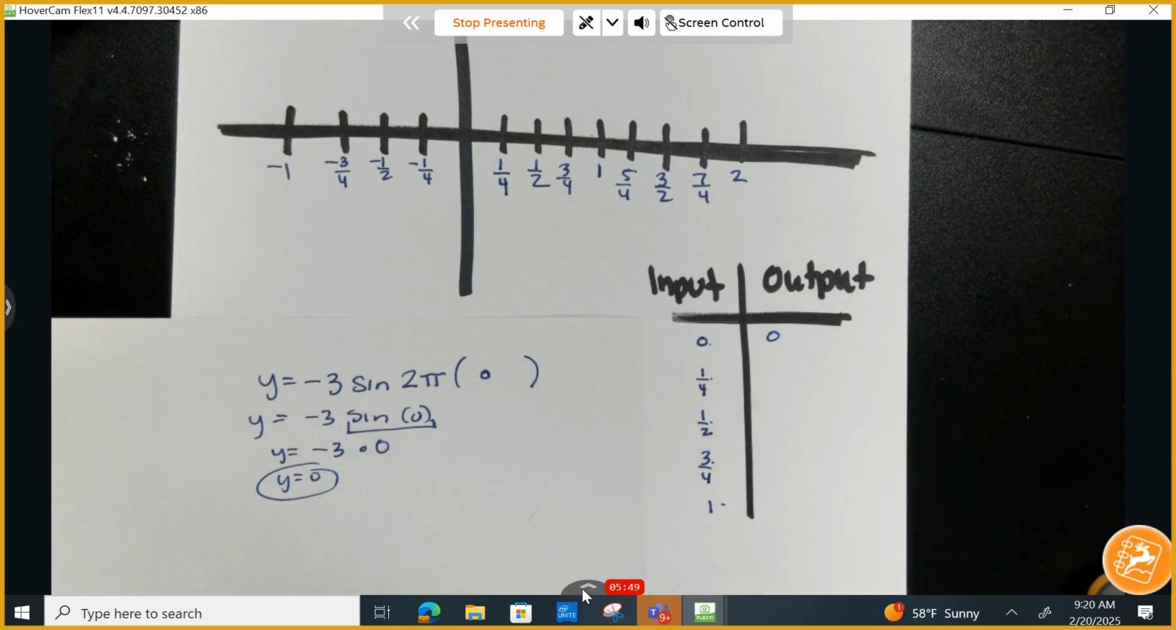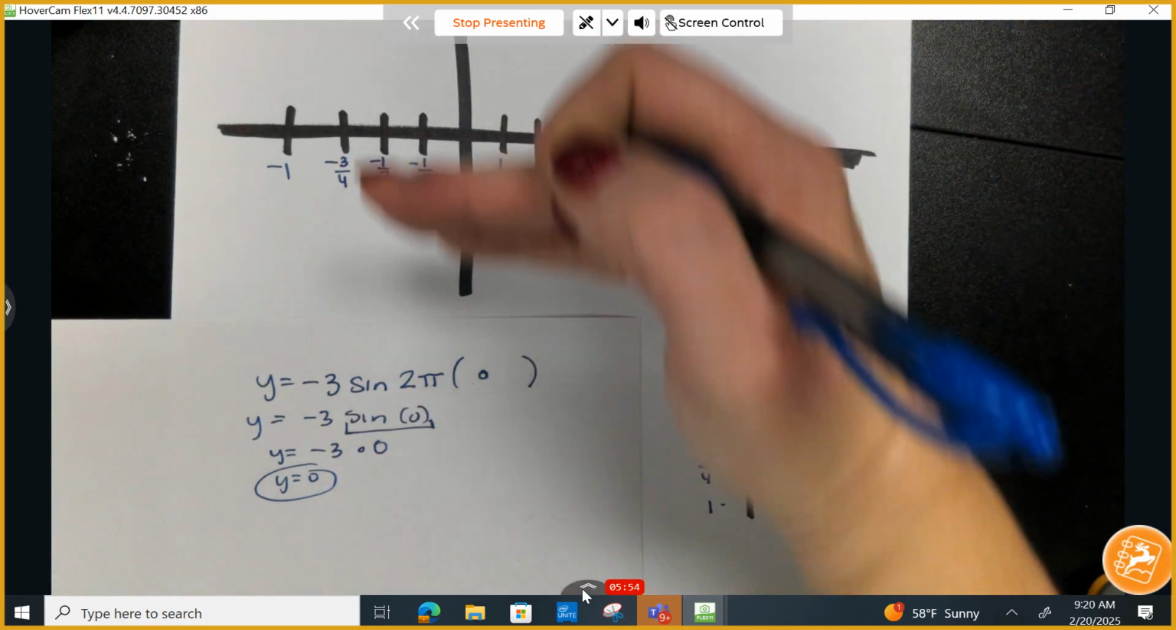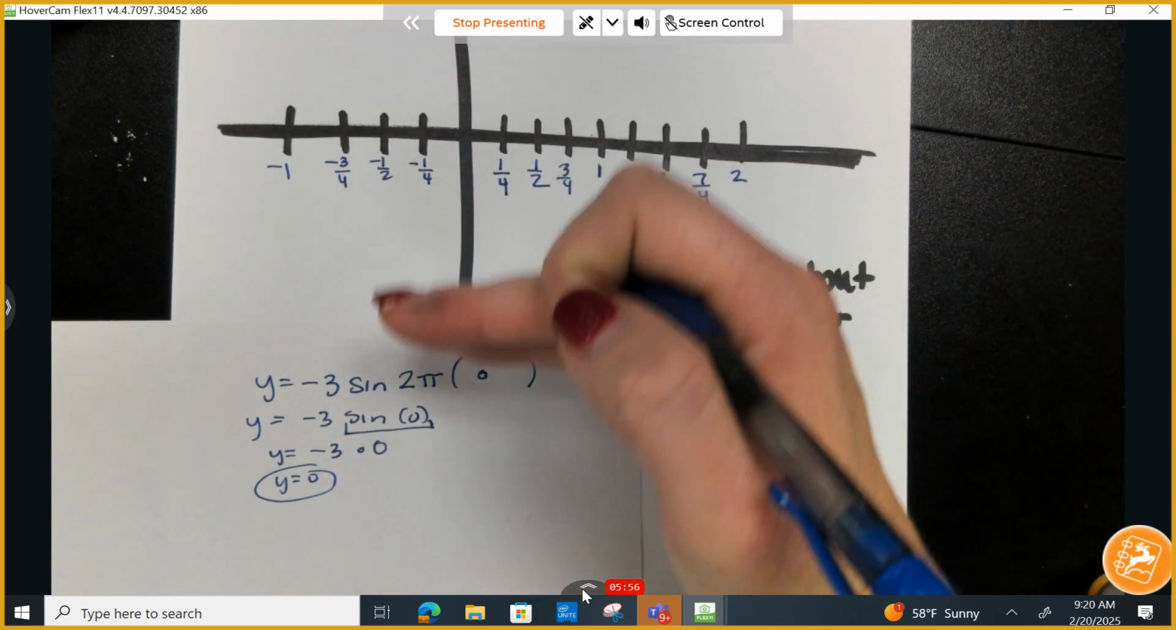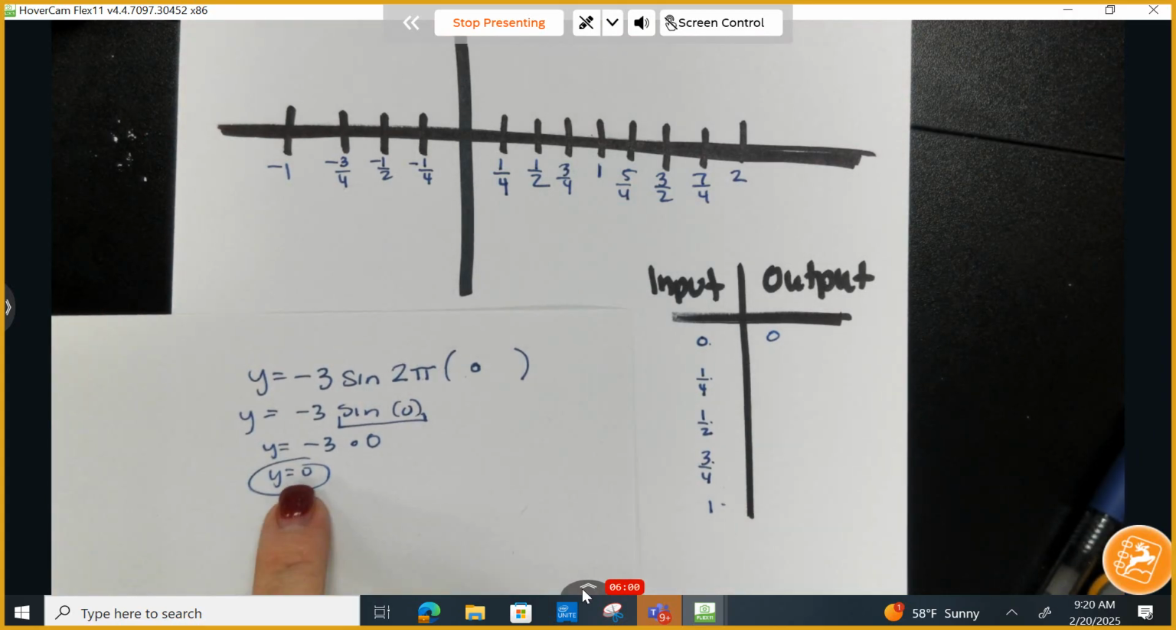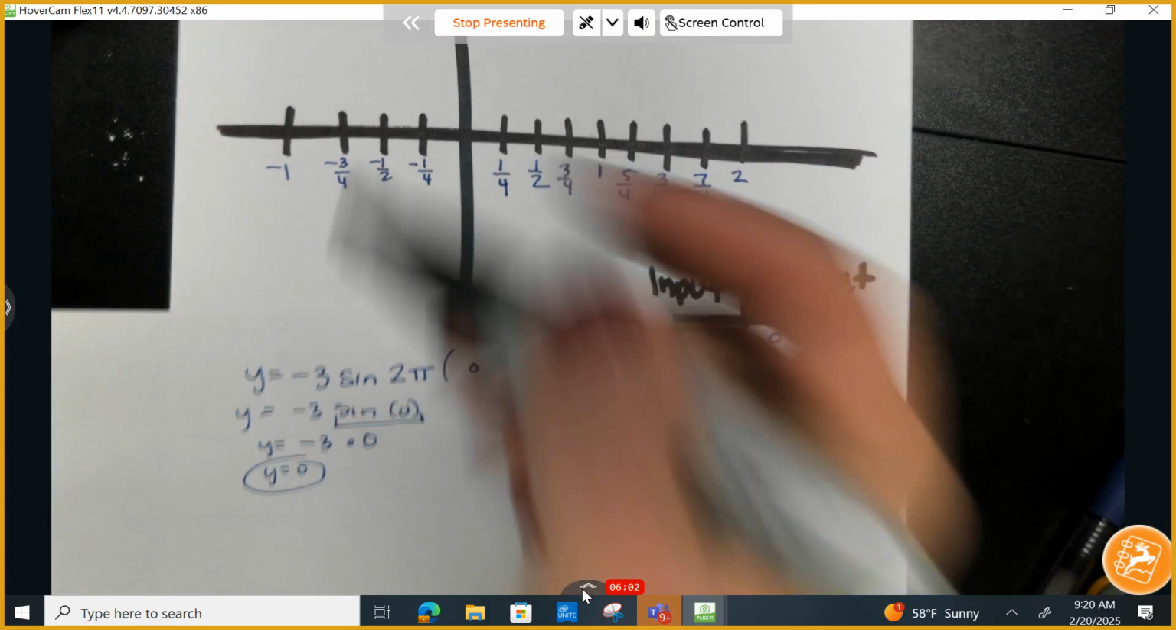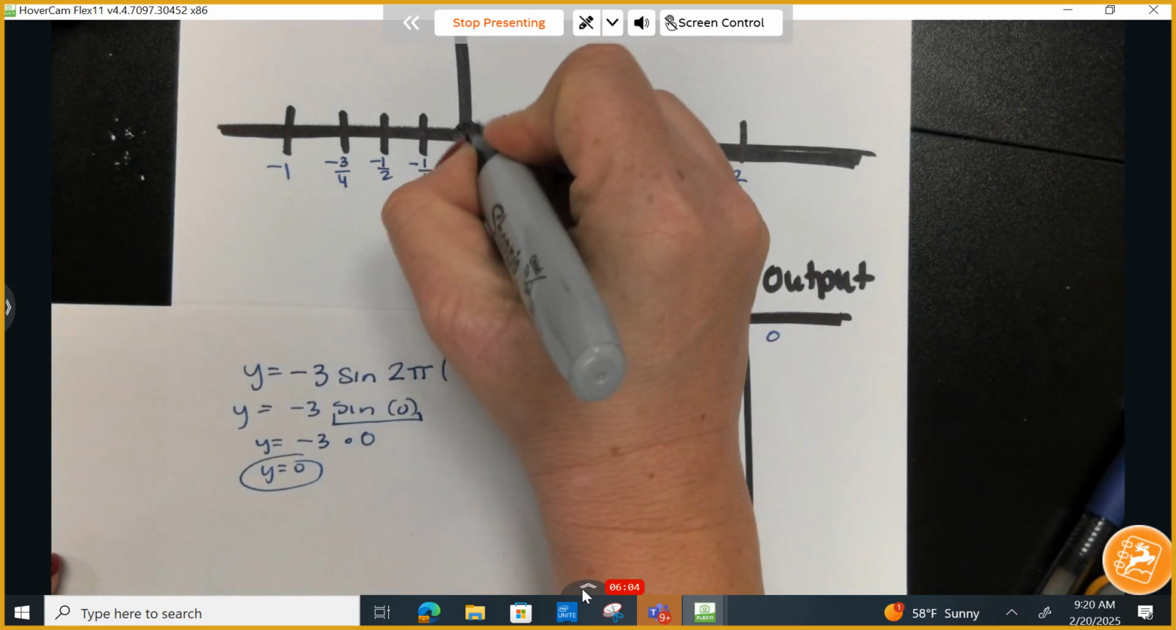How does that help this? Notice it says y equals. Y is going to tell us this distance above or below the x-axis. And sometimes we're even going to be on the x-axis. So at 0, I'm going to be at 0. So I'm going to make a dot right here.